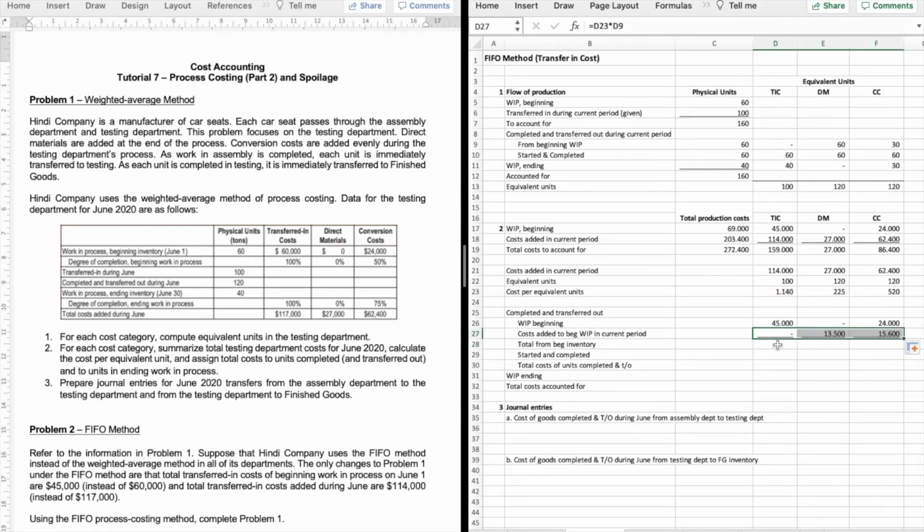So we will have this number, and total from beginning inventory is to add from the beginning work in process with the cost added to beginning work in process in current period. And now, moving to the started and completed. Cost per equivalent unit multiply with the equivalent unit that is started and completed in this period. Now we can calculate the total cost of units completed and transferred out.